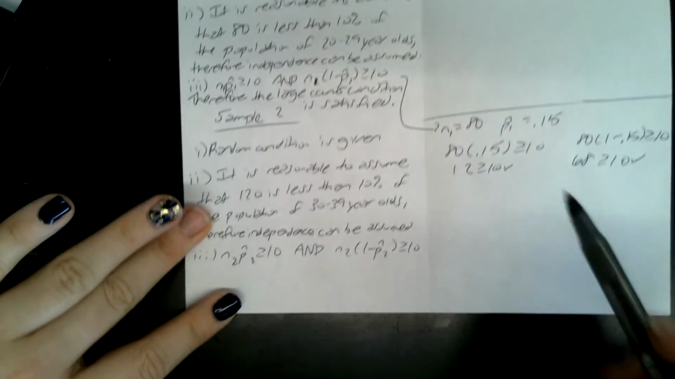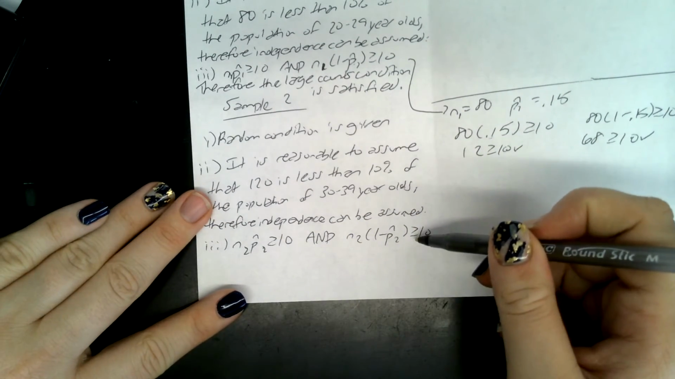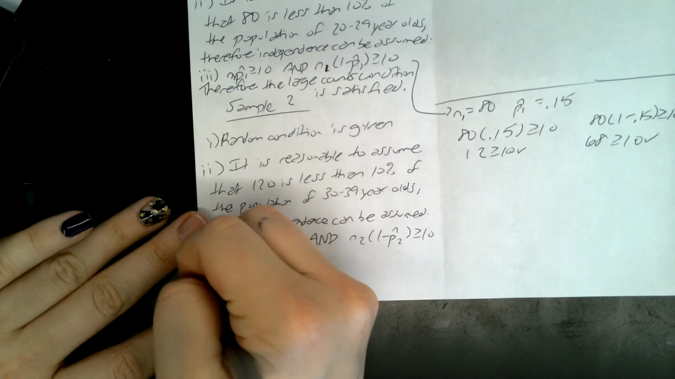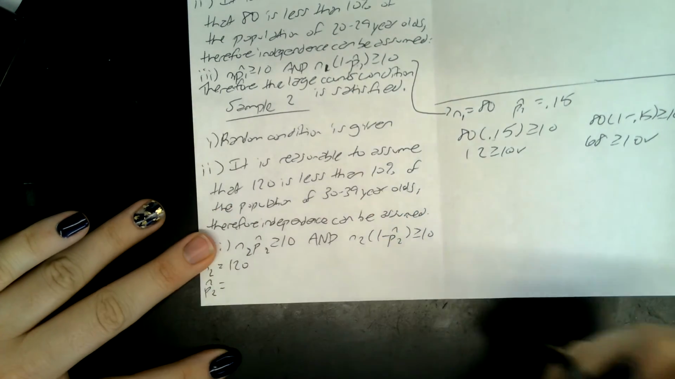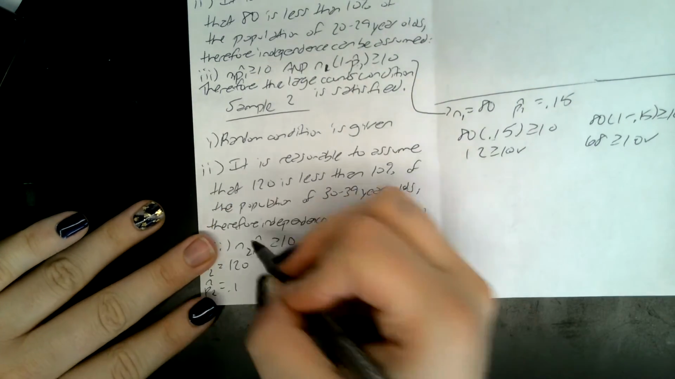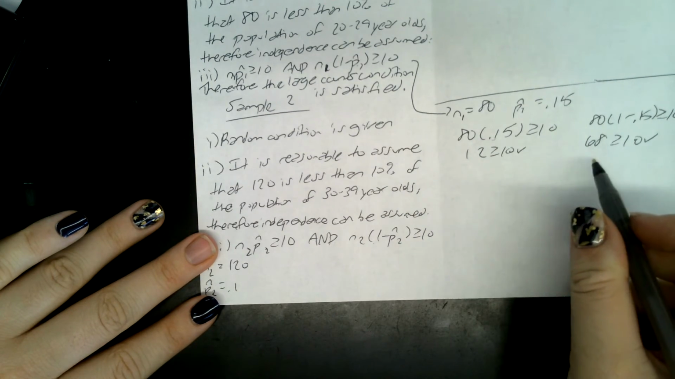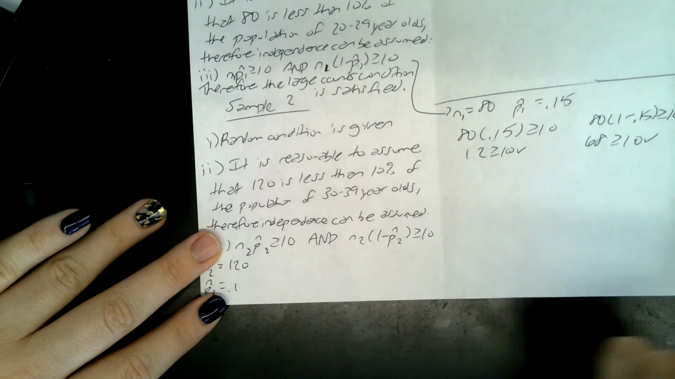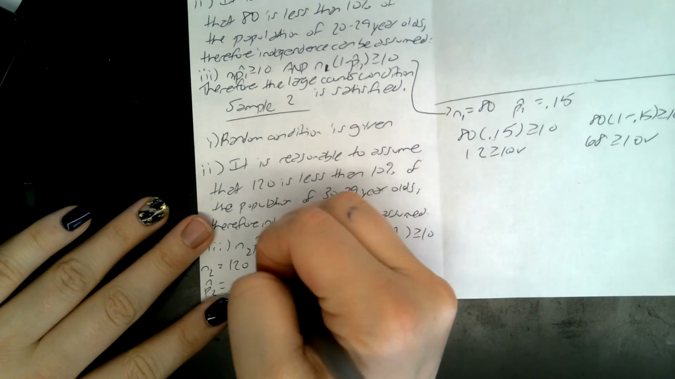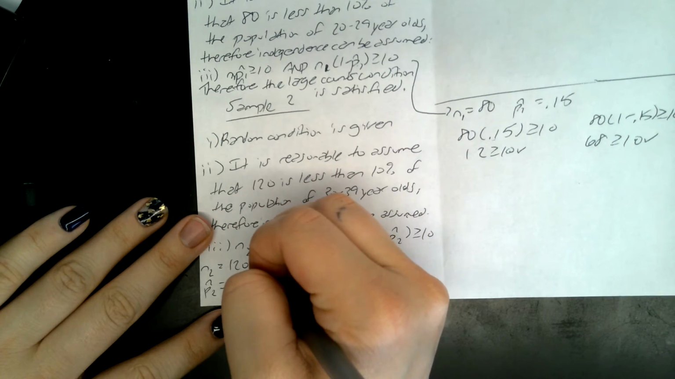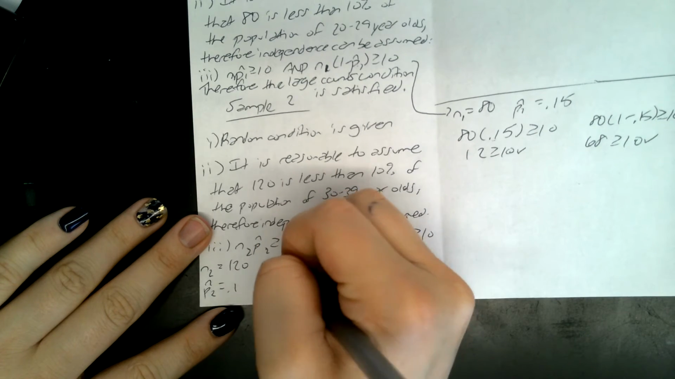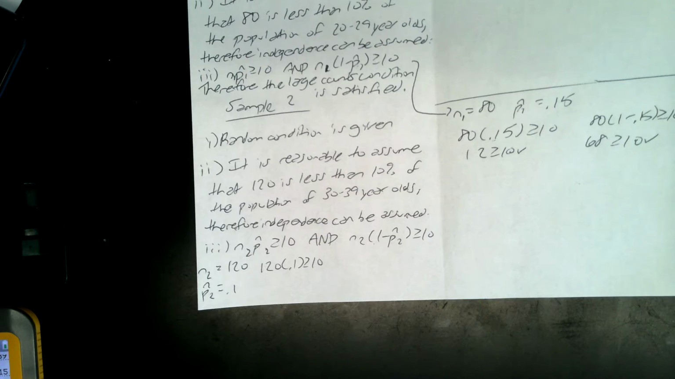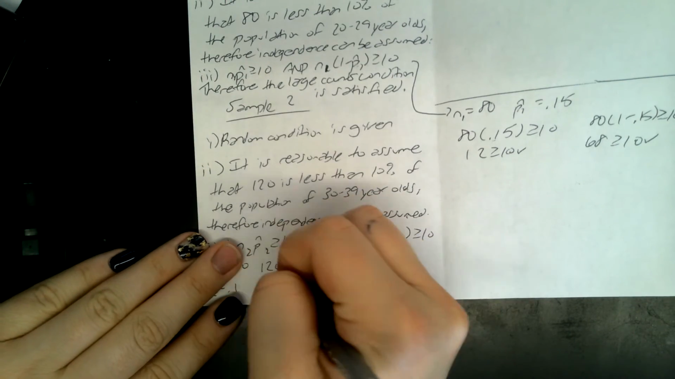All 3 conditions checked. For sample 2, we're going to do the same thing. Our N2 was 120. Our P2 hat was 0.1. I'm going to plug into both of these the same way I just did over here. Feel free to pause this at any point if you want to try it on your own first and then check with mine. So N2 times P2 hat is going to be 120 times 0.1. I want that to be greater than or equal to 10.